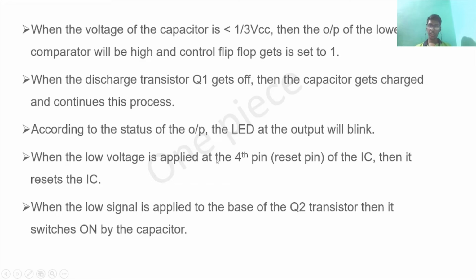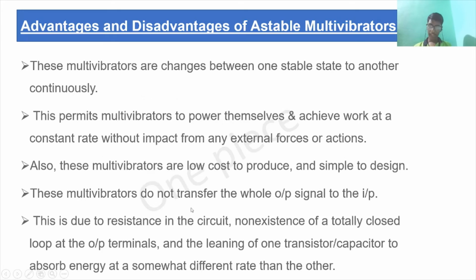When a low voltage is applied at the fourth pin, that is the reset pin of the IC, then it resets the IC. When a low signal is applied to the base of the Q2 transistor, that is another transistor, then it switches on and discharges the capacitor.